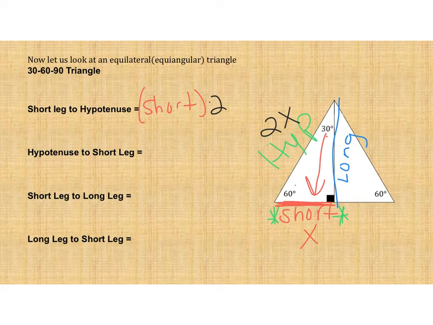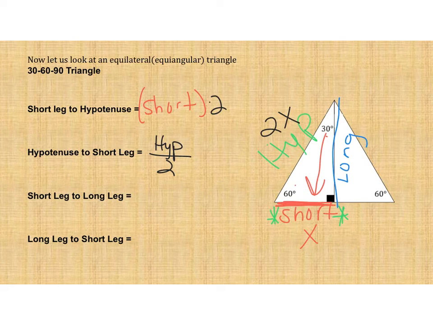Now let's look at our hypotenuse back to the short leg. What am I going to do? You're going to take your hypotenuse and you're going to divide by what number? 2. Okay? Piece of cake. You multiply by 2, divide by 2.